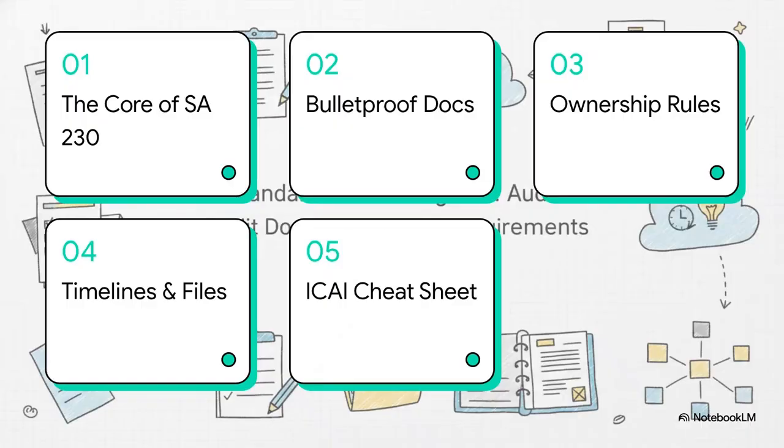Okay, let's dive right into this. Here's the blueprint for today's session. 1. The core of SA 230. 2. Creating bulletproof documentation. 3. Ownership and confidentiality rules. 4. Timelines and files. And finally, 5. Your ICAI exam cheat sheet.